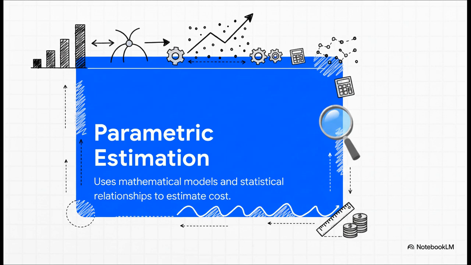Next, things get a bit more, well, scientific. This is parametric estimation. Instead of just comparing whole projects, you use a statistical relationship. You find a specific, measurable unit, a parameter, and you use its known cost to scale up your estimate.